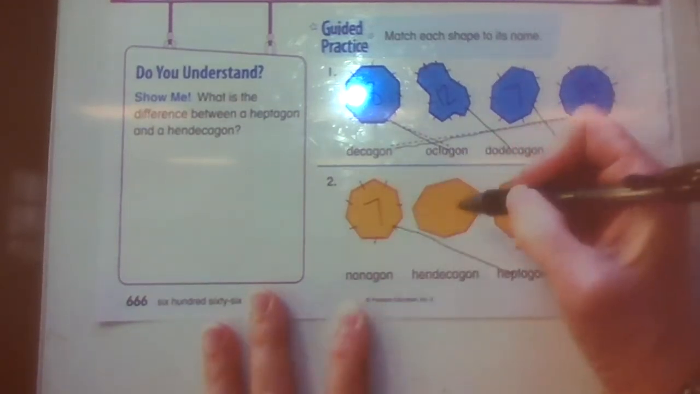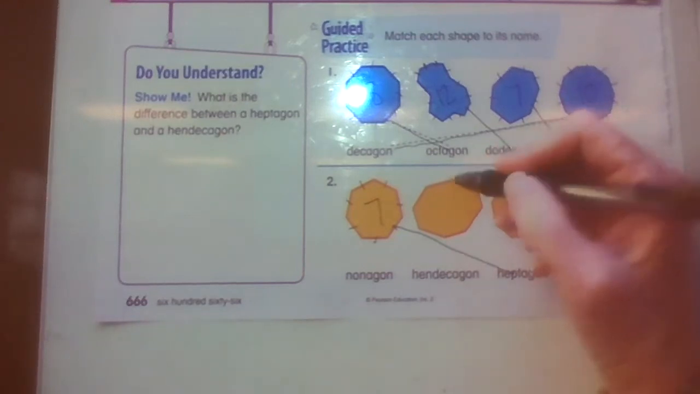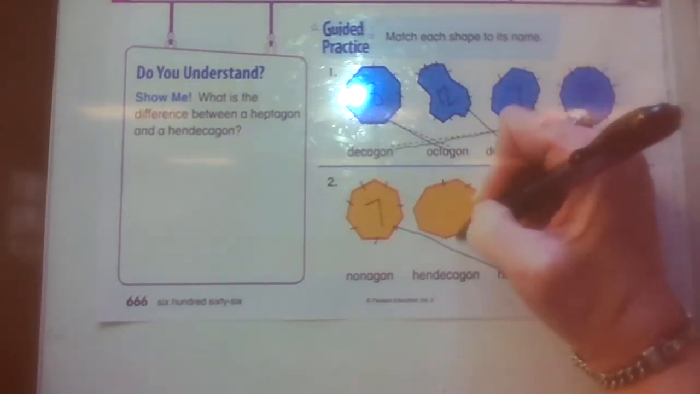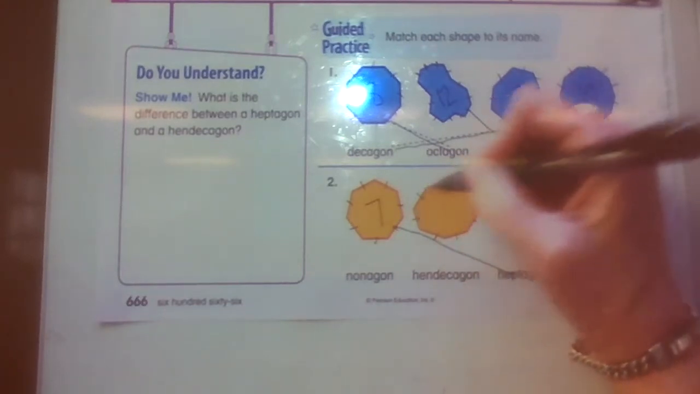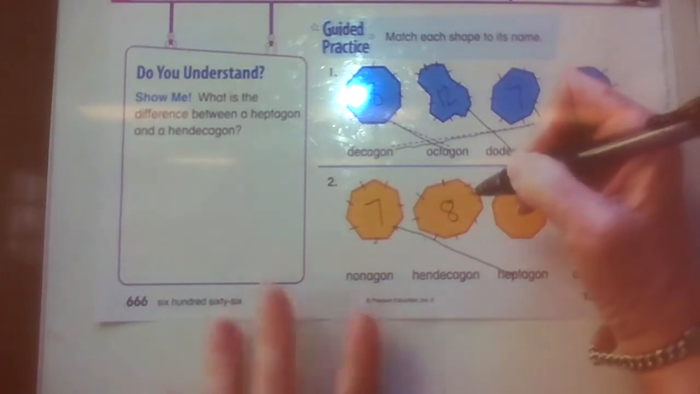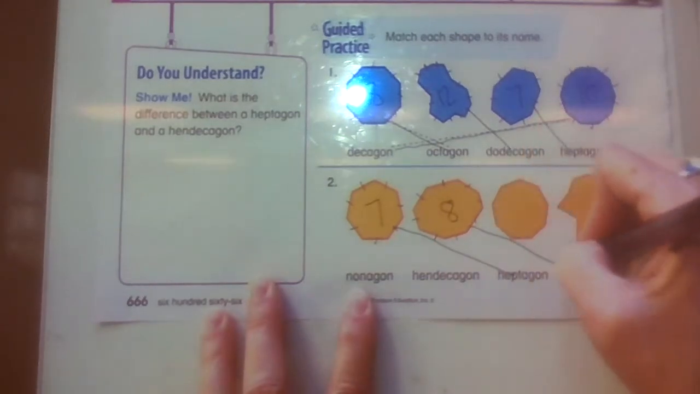All right, now let's look at the next shape. What are we going to do first? Yes, we're going to count the sides. 1, 2, 3, 4, 5, 6, 7, 8. After we count the sides, we're going to write the number. Okay, 8 sides. 8 is like an octopus has 8 legs, so that means it's an octagon.